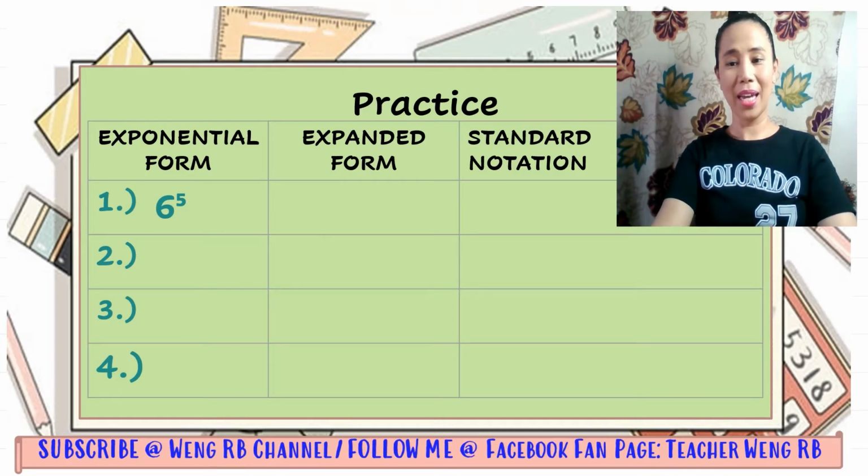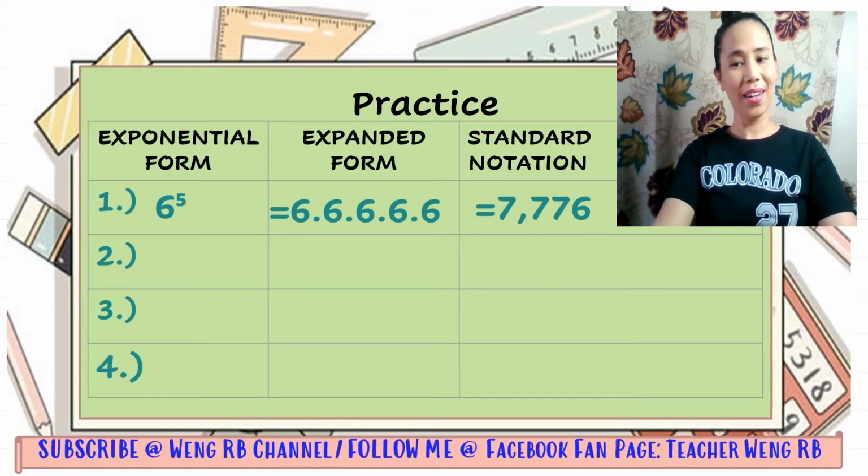I bet you are done. So let's take a look at your answer. If you've got 6 times 6 times 6 times 6 times 6, you're correct. And multiplying this, 6 times 6 times 6 times 6 times 6, you should be getting 7,776. If that is true, then you are correct.